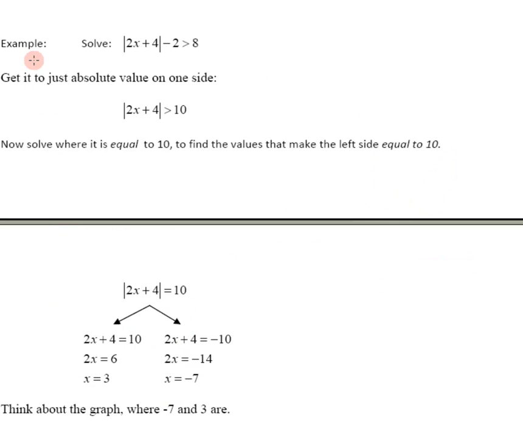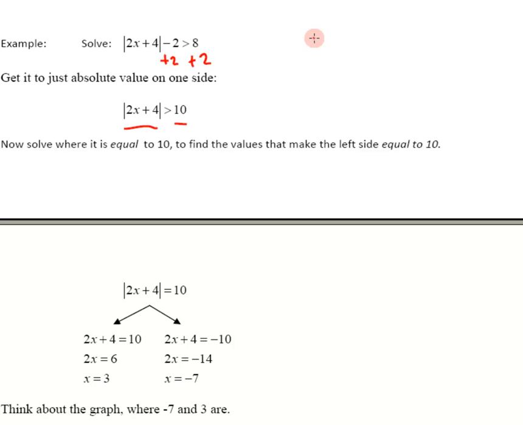Now if we move on to another example, let's say solve this one, the absolute value of 2x plus 4, minus 2, is greater than 8. What we need to do is get it to where it's just an absolute value. So I will add the 2 on both sides, and now I have the absolute value of 2x plus 4 is greater than 10. Now I'm going to break it up.